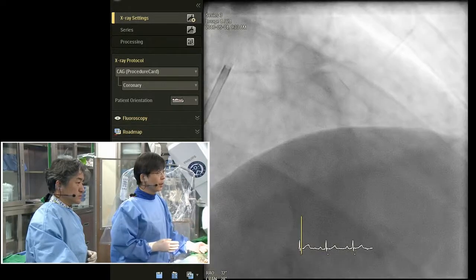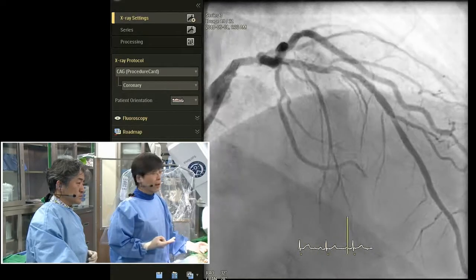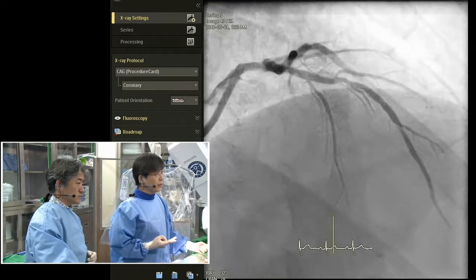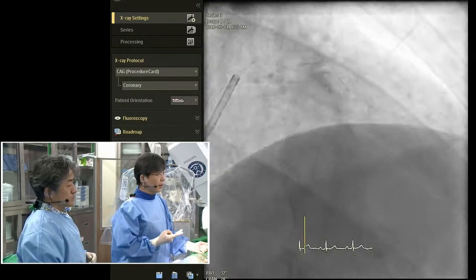Next. This is the areocranial view. And actually, the IVUS finding is that the mid-LAD portion was significantly narrowed. I fixed it already.